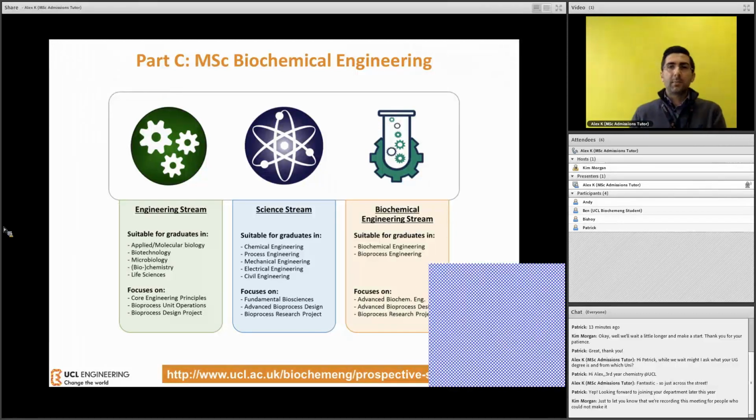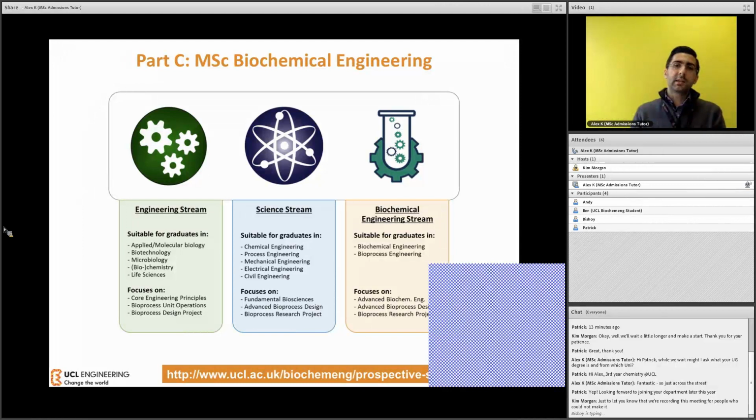Okay, so now on to the MSc Biochemical Engineering. We have 3 streams. Depending on your undergraduate degree, you're allocated into one of these 3 streams. We have the engineering stream, which is suitable for graduates generally in the life sciences. So we're talking biology, molecular biology, chemistry, biochemistry, those types of areas. The focus there is on translating and introducing. So you have the life science background, and what we want to do is train you as engineers. The focus is very much on the core engineering fundamentals, and this all culminates in the design project you do at the end, during term 3.